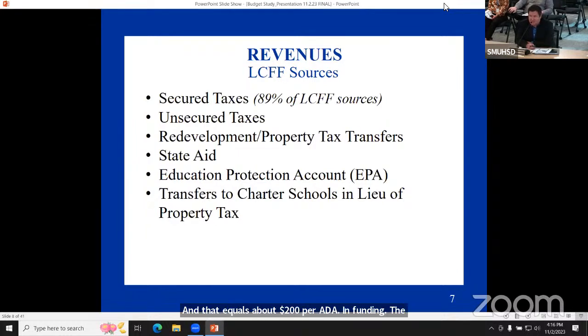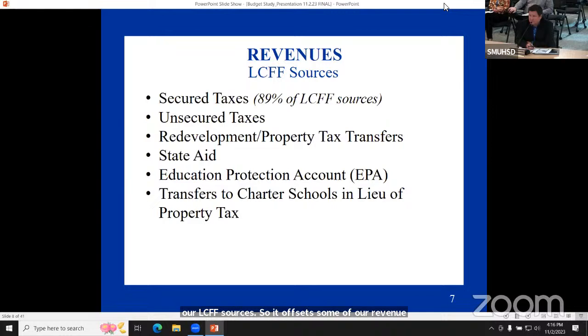The last is transfers to charter schools in lieu of property taxes. These are the property tax transfers that we do to DTEC for our students that are enrolled. So that actually acts as a negative revenue source in our LCFF sources. So it offsets some of our revenue.